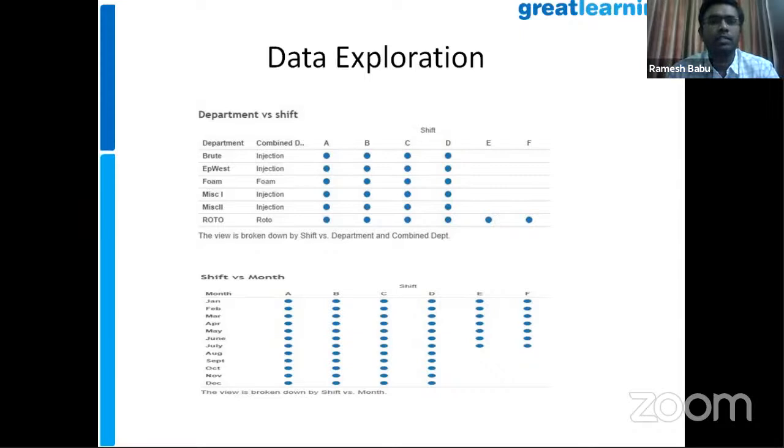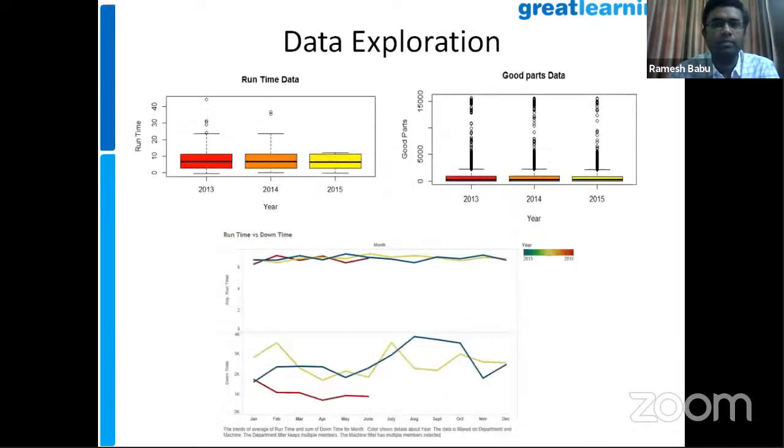As a next step, the data exploration. Here, what we have done is taken department versus shift level for each of the departments. As I mentioned, there are several factories. They are Brute, EP West, foam, rotational, miscellaneous one, miscellaneous two, and so on. Between departments, as well as between shifts, we have compared. If you look at the last one, rotational, only one shift happens, but the remaining are dark, as dots. It is a simple exploration that we have done with a comparison of department versus shift, as well as downtime. You can also see the exploration of downtime. This data exploration is with the runtime data, and how the runtime is actually inclined with the good parts data.